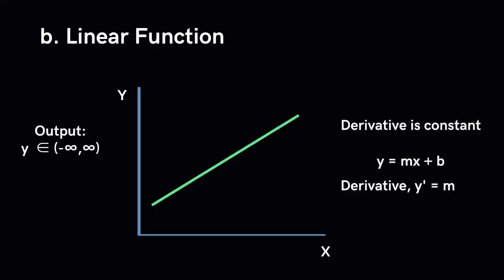For a function f of x equal to mx plus c, the derivative is m. This means that the gradient has no relationship whatsoever with x. This also means that during backpropagation, the adjustments made to the weights and the biases aren't dependent on x at all. And this is not a good thing.